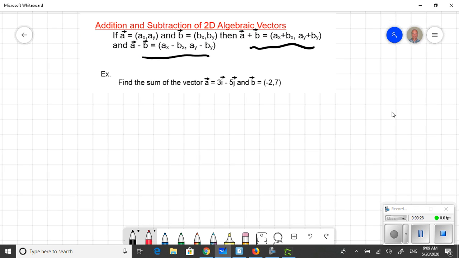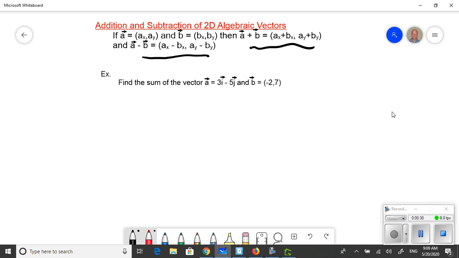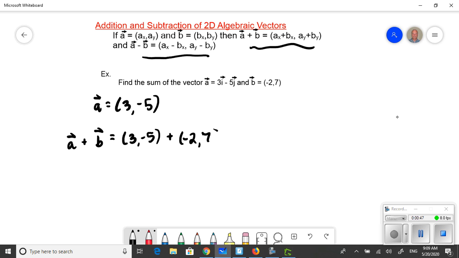So I'm going to do this in two methods here. Okay, so how do I find the sum of these two vectors? The first thing I'm going to do with A is change it to components. And then my question asks me to add the two vectors. So that's really this question. That's a kind of a weird way to look at it, but what we're asking to do is this: add my x's and then add my y components. That'll be 3 take away 2 is 1, and negative 5 plus 7 is 2. So that's the resulting vector, 1 and 2.